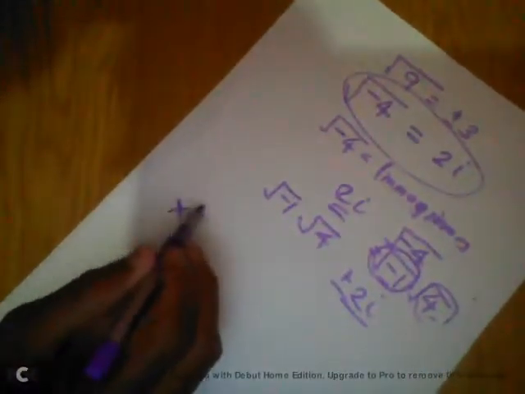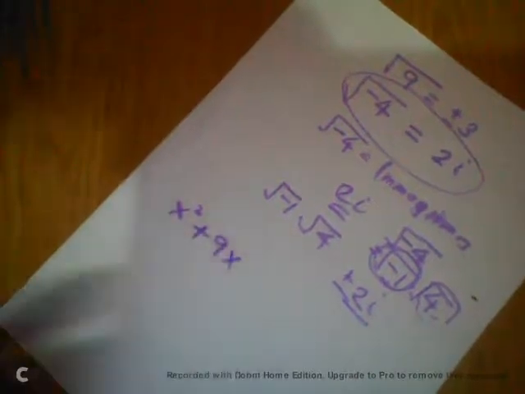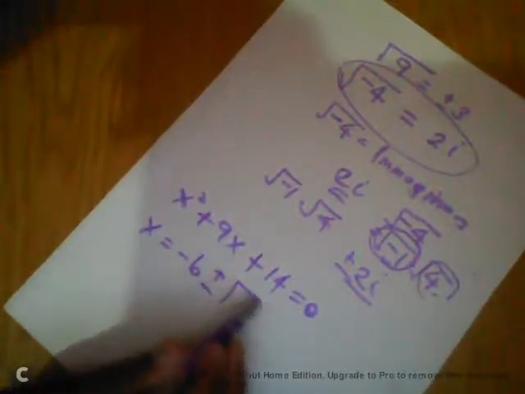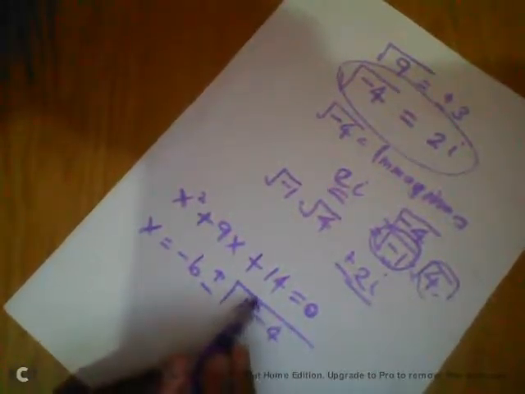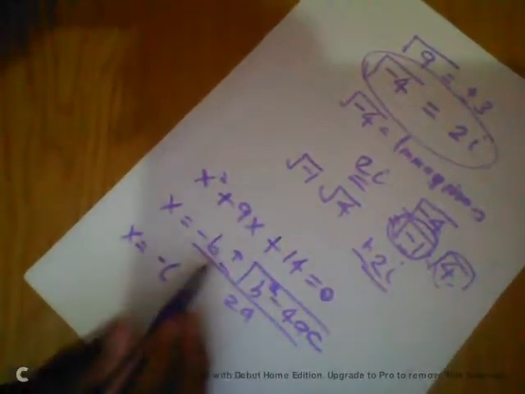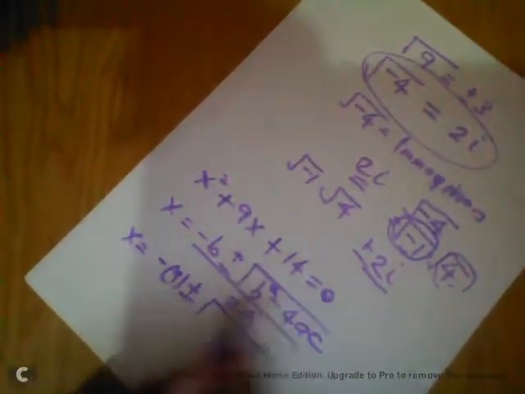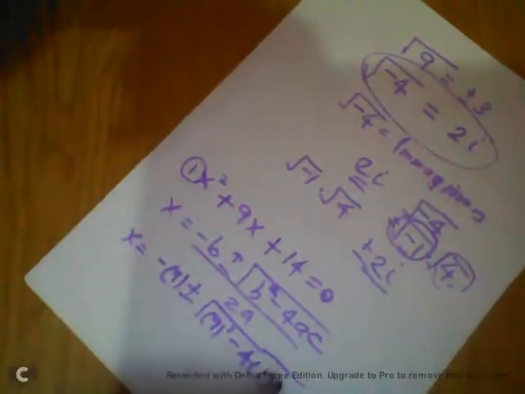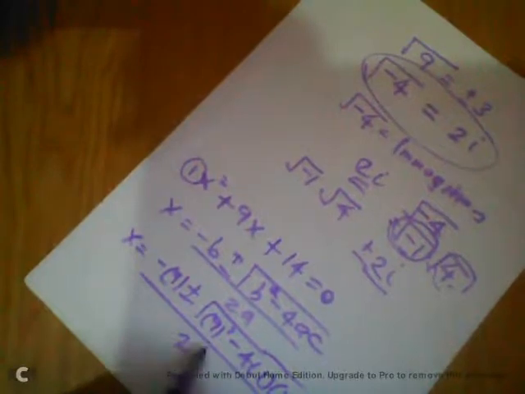Okay, let's go back to the question now. For example, if somebody gives us x squared plus 9x plus 14 equals 0, how do we solve for the value of x? Let's use the general formula of quadratic. x equals negative b plus or minus the square root of b squared minus 4ac, over 2a. Here b equals 9, so b squared is 9 squared, minus 4 times a, which equals 1, and c equals 14, over 2 times a, which is 1.